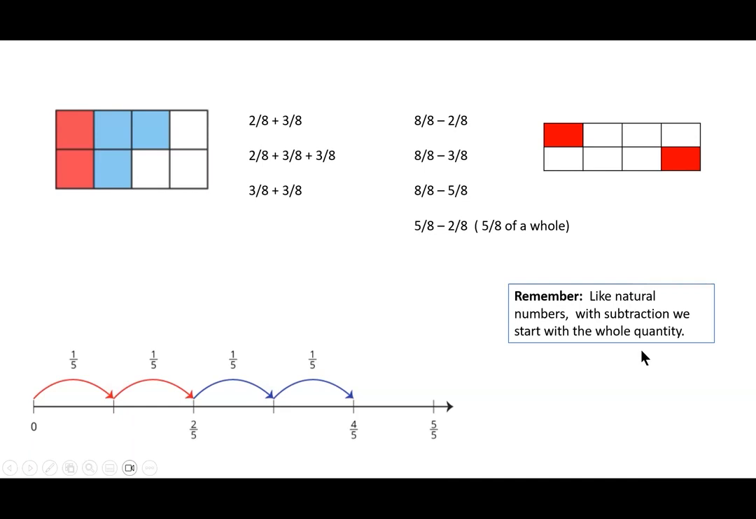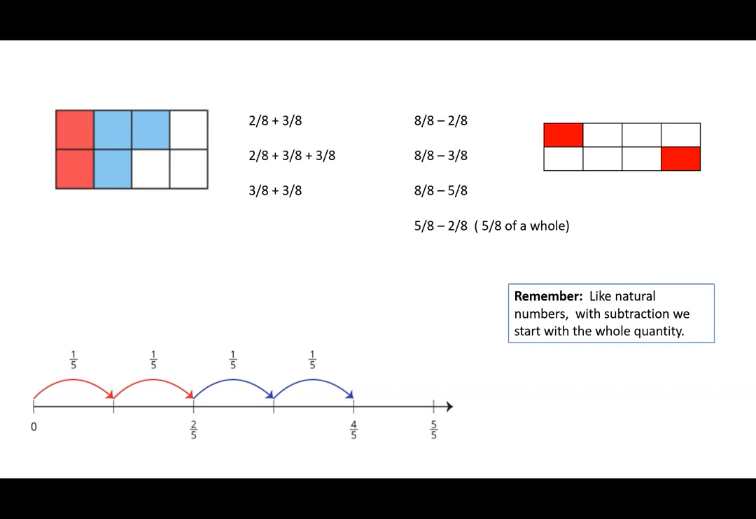The thing to remember about subtraction with parts of a set or a region is that, like with natural numbers, we start with the whole quantity. So in this case, I start with 8 white pieces, and I'm going to take away 2, and so I color those red. You start with those; you don't add those on or make a different chart.